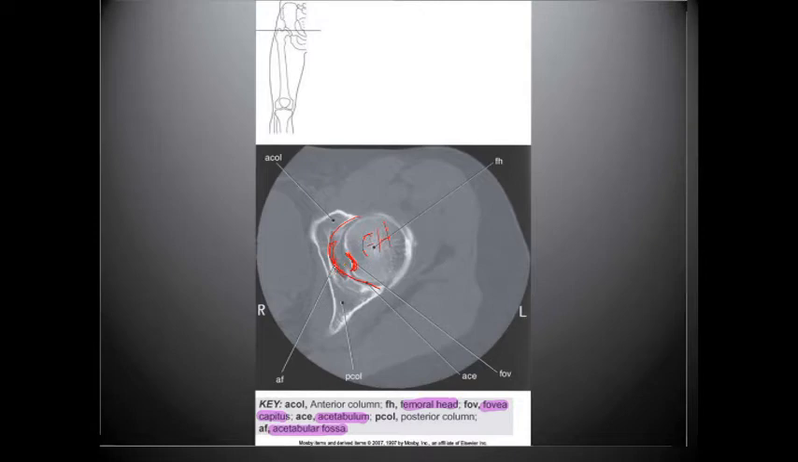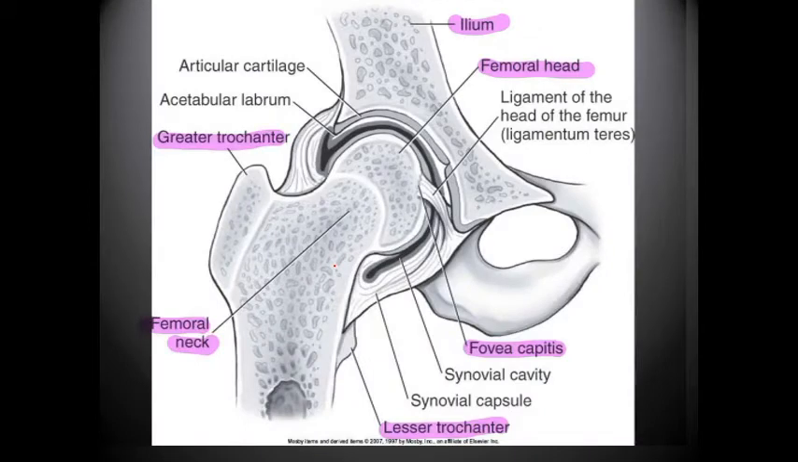And that is it for this image. Here we can get an idea of how everything is held in place. However, we're not going to focus too much on this other than just bony anatomy. Here we have femoral head, femoral neck, greater trochanter, and lesser trochanter.